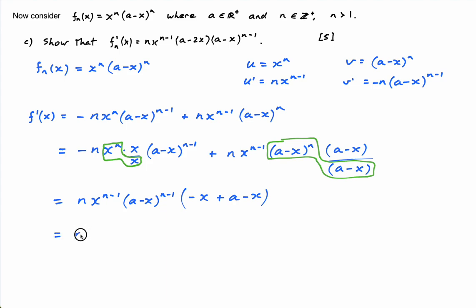So this is equal to n times x to the n minus 1, a minus x to the n minus 1 times a minus 2x, which is exactly the same as this. So I'll write QED, which means I've shown what they wanted, and that's 5 marks. Okay, that's definitely the hardest part so far, but again, not impossible. And certainly we could all get this first bit right for sure. Okay, next video.